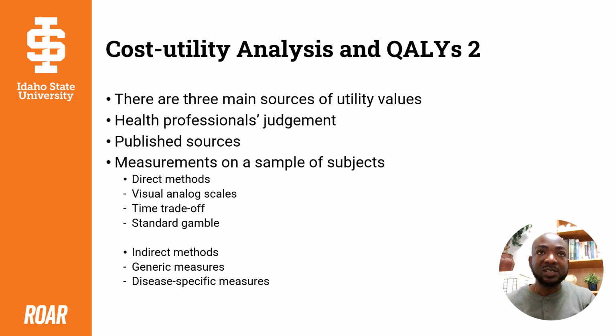So what are the main sources of utility values for health states? There are 3 main sources of utility values. Number 1 is the judgment of health professionals. Number 2 is the values from published sources such as the EQ5D, the Health Utilities Index 2, and the Short Form 36. And thirdly, we have values from measurements on a sample of subjects.